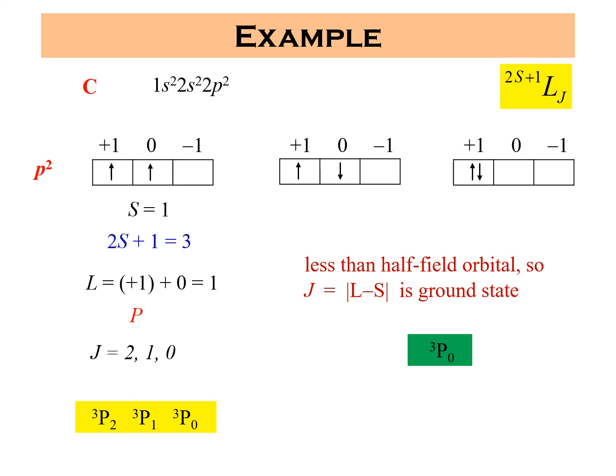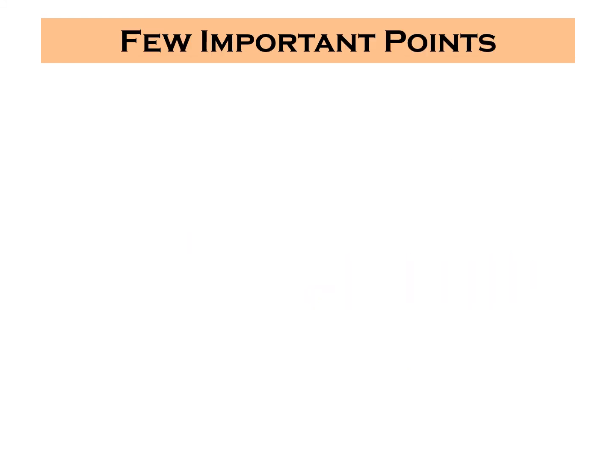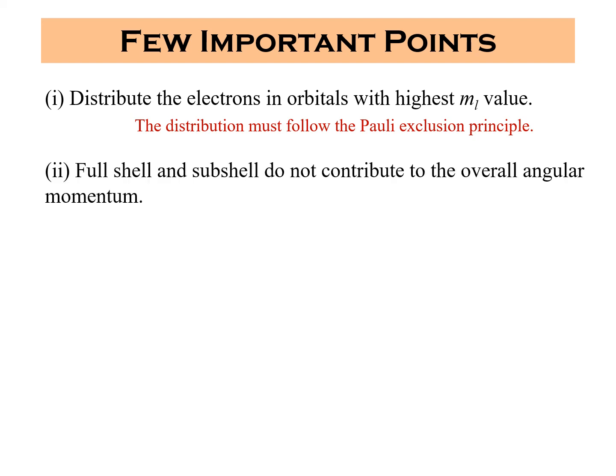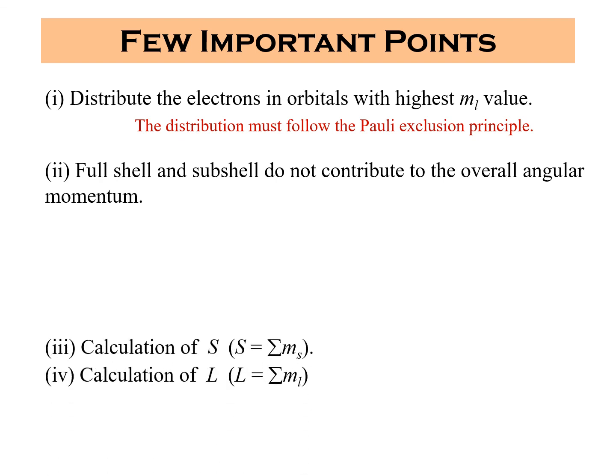Now come to some basic points. How exactly will we follow through to get a stable term symbol, or ground state term symbol? First thing, we have to distribute the electrons, and we distribute from the highest ml value. For example, in the p orbital, we start from plus 1, then 0, then minus 1. And a full shell or subshell does not contribute to the overall angular momentum, so we will not consider the full shell or subshell.